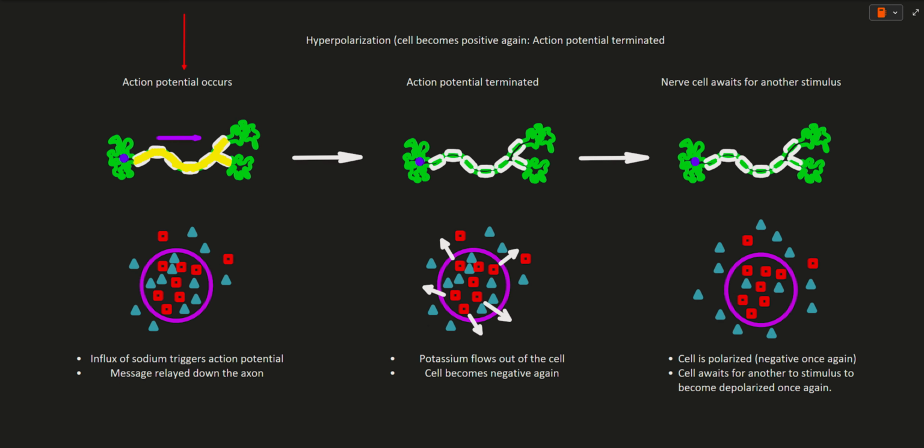Once the action potential occurs and the message is relayed down, the action potential is terminated. Potassium flowing out of the cell causes the action potential to be terminated. Potassium is positive, and if it flows out of the cell, it causes the cell to become negative and polarized again. The cell then waits for another stimulus to become depolarized again.